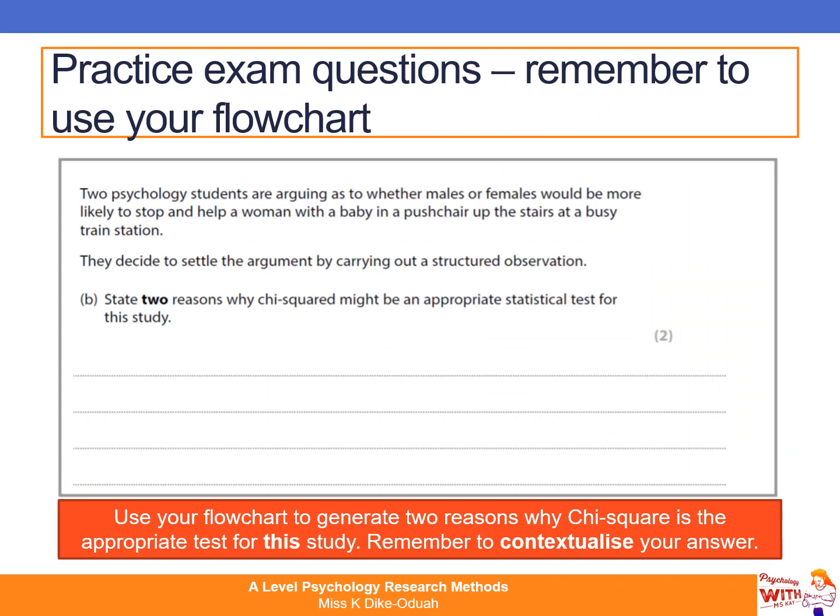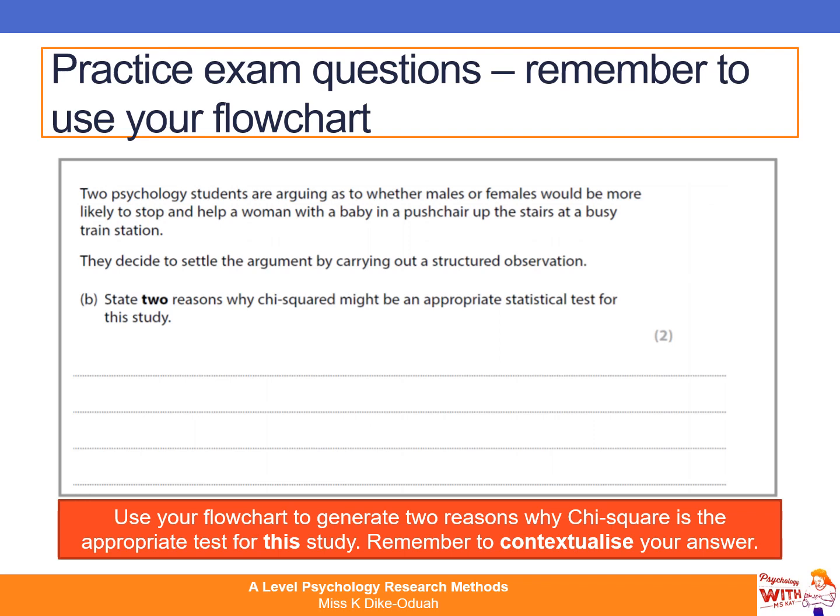Another exam question for us to consider. It says two psychology students are arguing as to whether males or females would be more likely to stop and help a woman with a baby in a pushchair up the stairs at a busy train station. They decide to settle the argument by carrying out a structured observation. State two reasons why chi-squared might be an appropriate statistical test for this study.